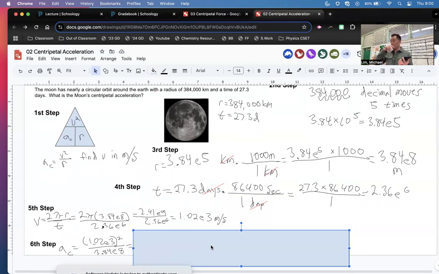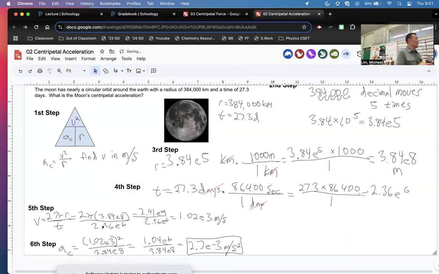All right, yeah, the 2.71 is correct, but then there's exponents at the end. So 1.02, second, x minus 1, 3, squared, divided by 3.84, second, x minus 1, e to the 8. Got it? What kind of 3? Negative 3. So we've got this tiny number now representing how fast the moon is coming at us.